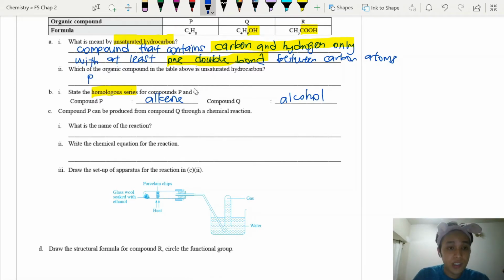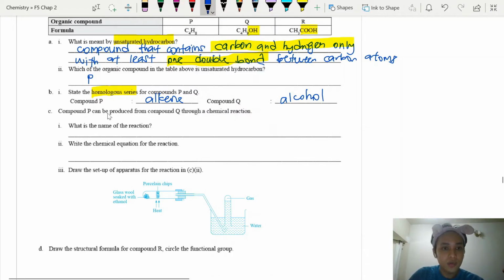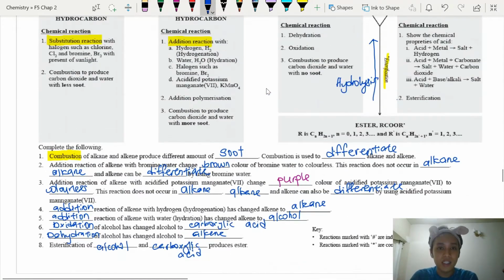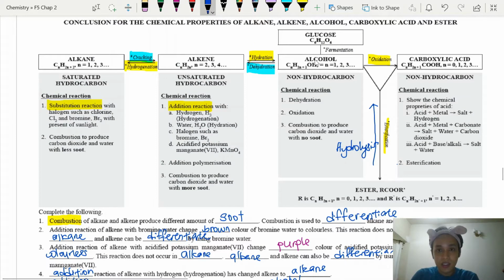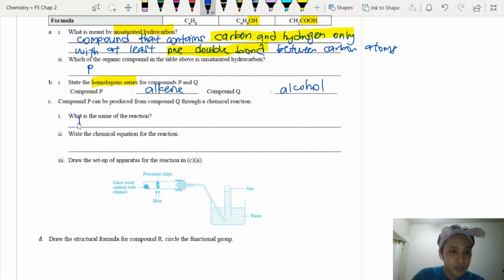Next, they are going to go into the chemical reaction. Compound P can be produced from Q, meaning we are producing alkene from alcohol. So P from Q means you're changing from alcohol to alkene. You need to remember the reaction. How can you change an alcohol to alkene? Let's look back at this table here. Alcohol to alkene, the reaction is dehydration. You must know the name of the reaction.